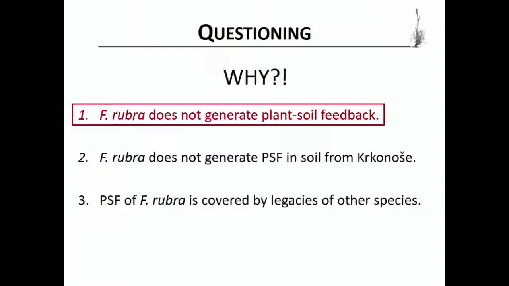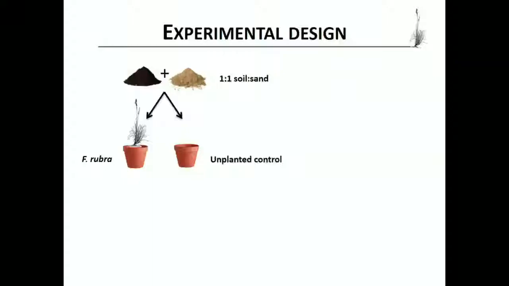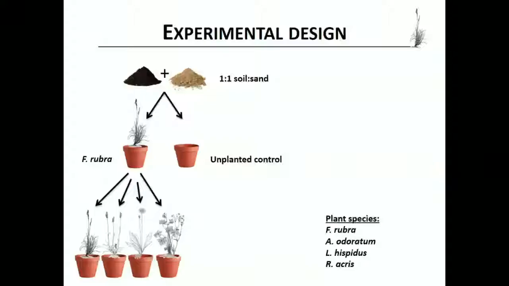So the first one: I took soil from close to Prague. It was more nutrient rich than the field soil from the Giant Mountains, so I mixed it with sand in a 1-to-1 ratio. To this soil, I added Festuca rubra plants. I grew them to condition the soil, and I used an unplanted control. Then I harvested these plants. So I had either soil which was conditioned by Festuca rubra or previously unplanted soil. Then I put the four experimental species into this soil, as in the feedback phase, to see how they will perform. And I did the same for the control.